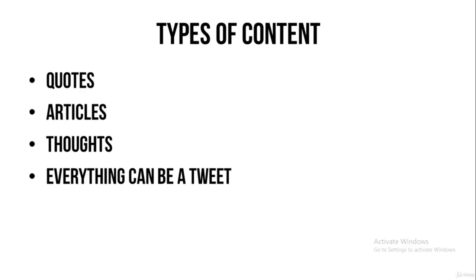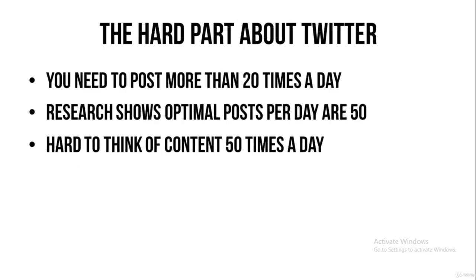Or you can just do this. In the morning, you post 2 or 3 quotes. In the afternoon, you post 2 or 3 articles. You can post 2 or 3 thoughts, something that has happened during the day. And then you can post a poll and ask your followers a question, and then you can share a link to whatever you're selling. So you can mix it in all kinds of ways, but it's optimal to post at least 20 times a day. It's going to be perfect if it's 50.